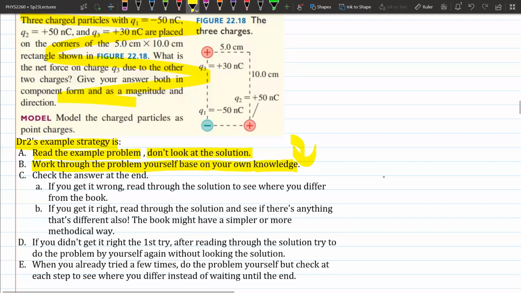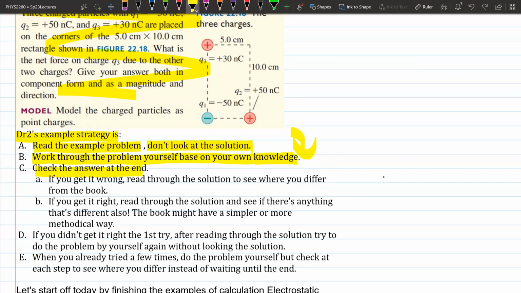Once you get to the answer, check it against the solution that the example gives you. If you got it right, don't just say, oh, I got it right, so I don't have to worry about this anymore.